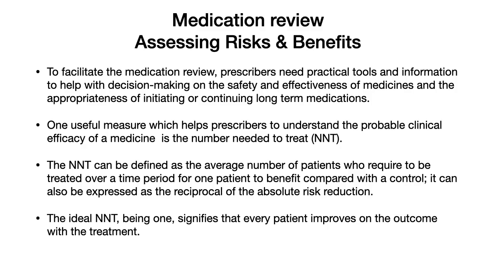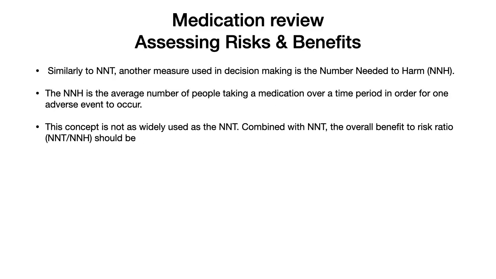The number needed to treat can be defined as the average number of patients who need to be treated over a time period for one patient to benefit compared with control. It can also be expressed as the reciprocal of the absolute risk reduction. The ideal number needed to treat is 1. That is, if you treat 1, you will benefit 1. Another tool is to measure the number needed to harm, which is the opposite of the number needed to treat.